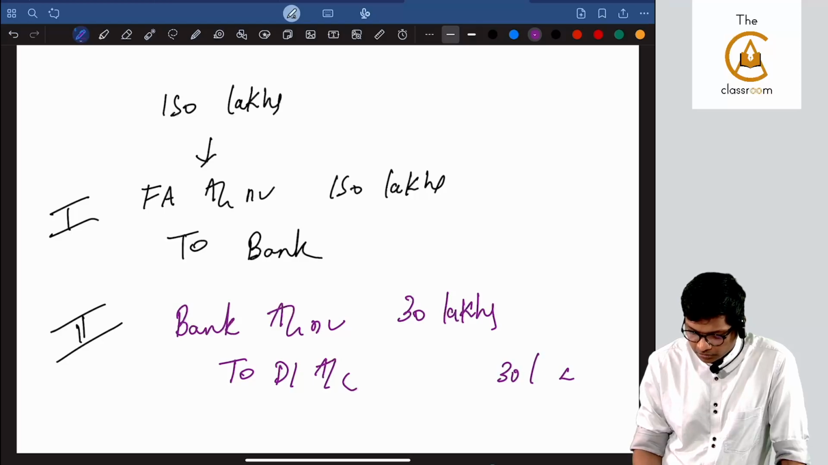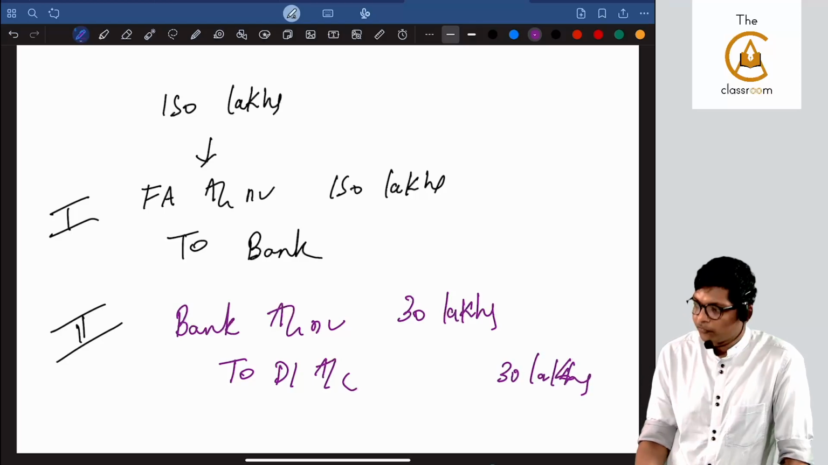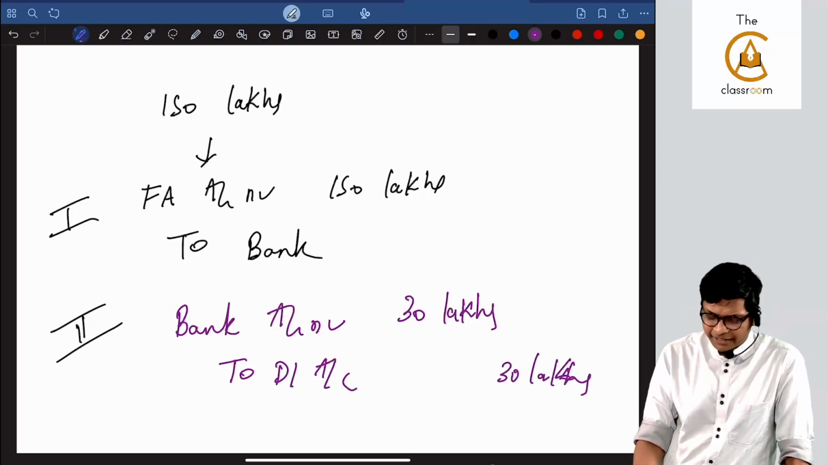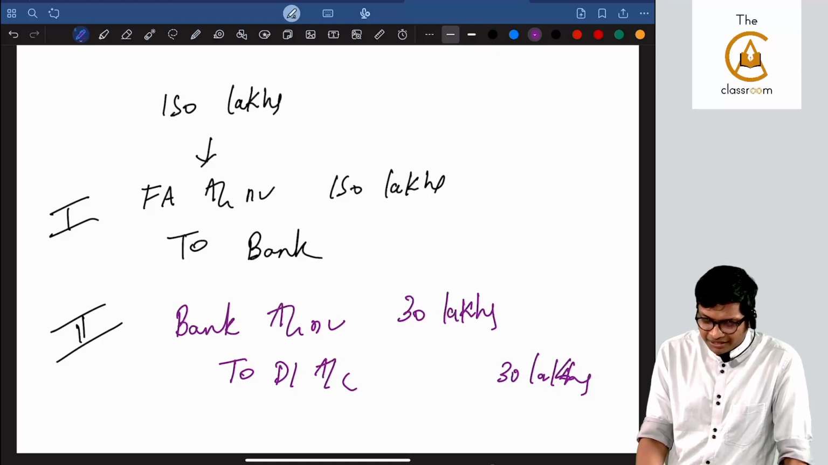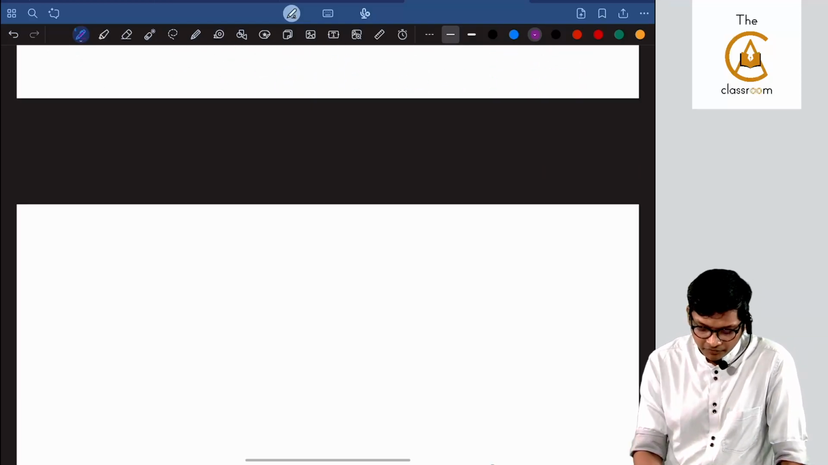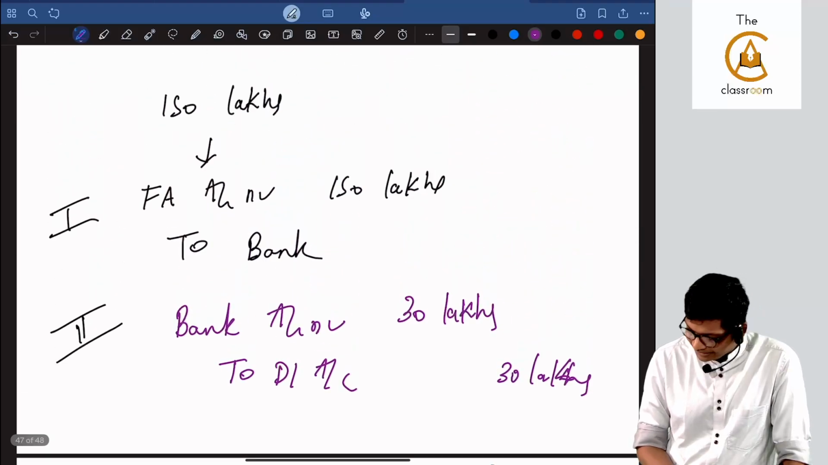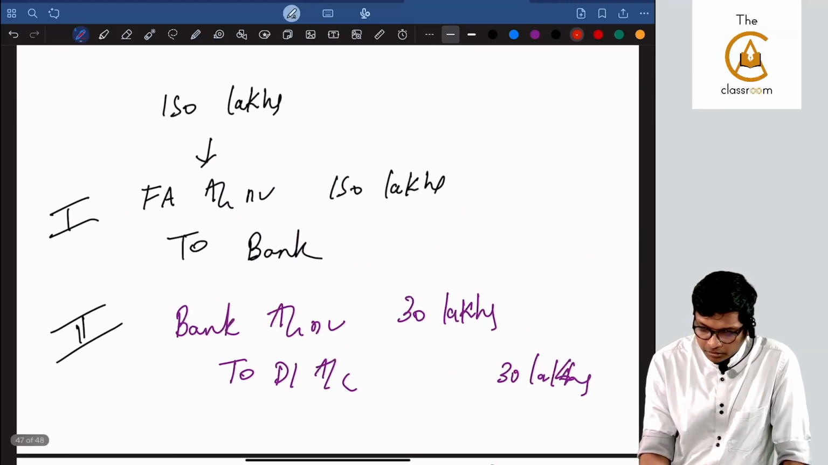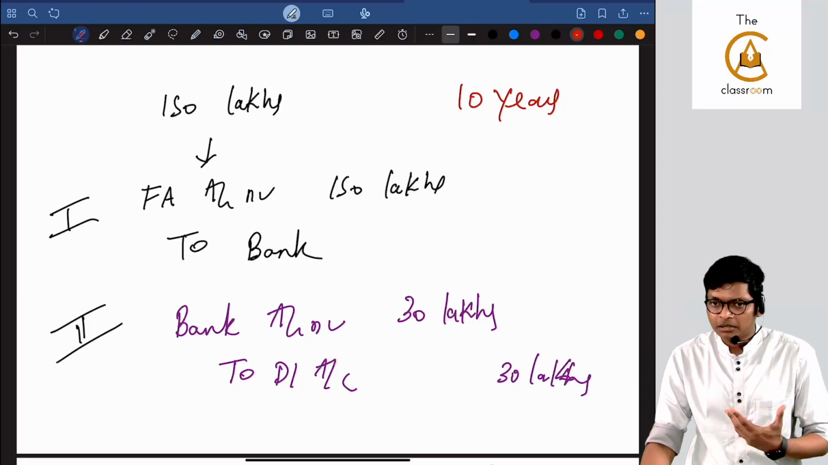30 lakhs. Are you following, guys? They have taken it to deferred income. Sir, what is the magic of deferred income? Let me explain with this example itself. Now follow. In this case, what is the life they have given? 10 years. Let's assume here scrap value is 0.